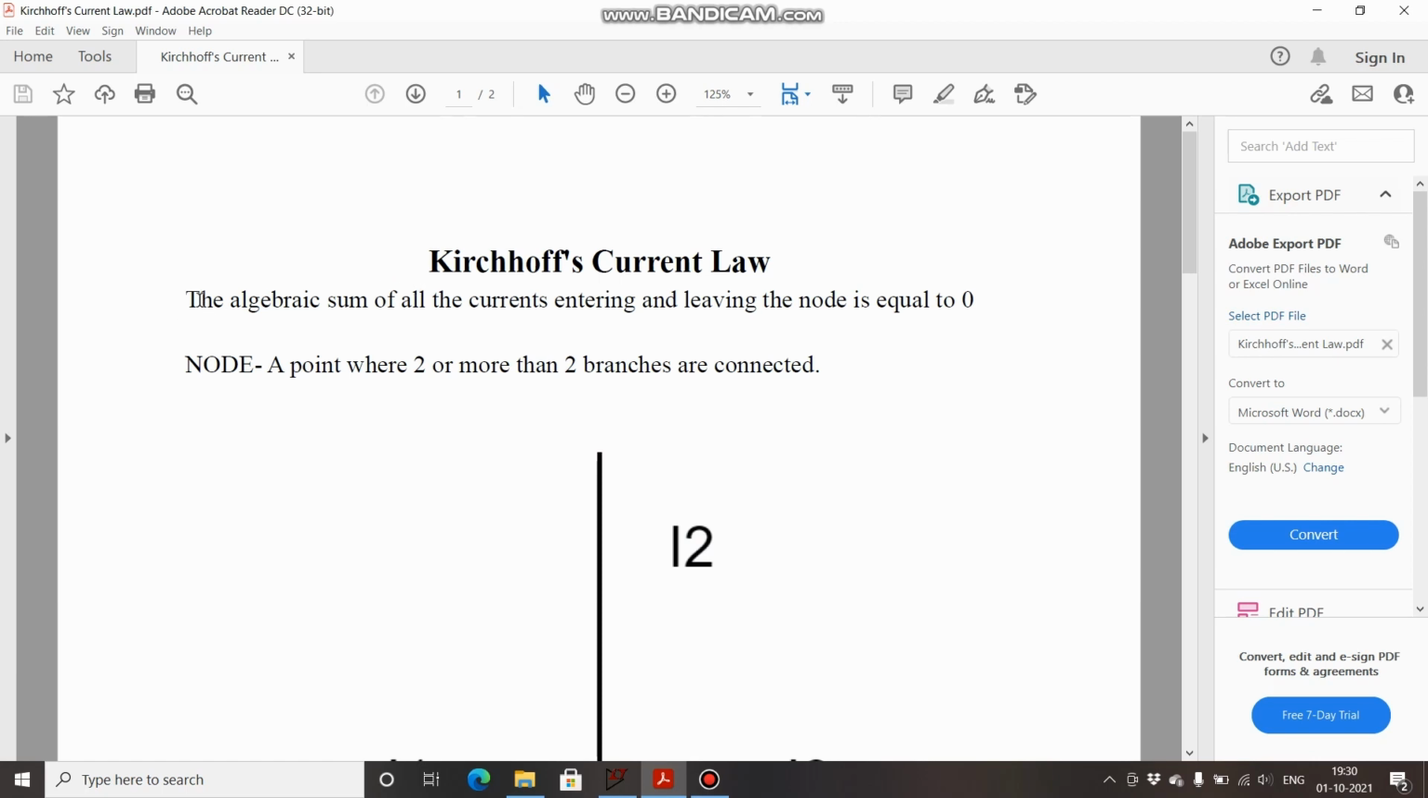Kirchhoff's current law states that the algebraic sum of all the currents entering and leaving the node is equal to 0. Algebraic means that the value of current is supposed to be considered with the sign as well. So what is a node? A node is a point where two or more branches are connected. A branch represents any two-terminal device.